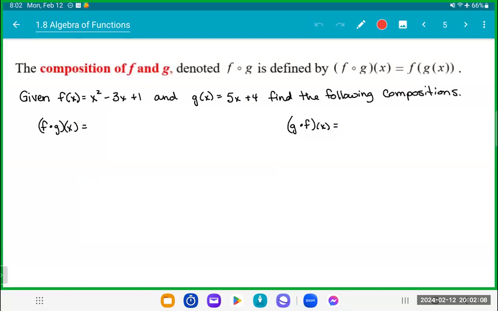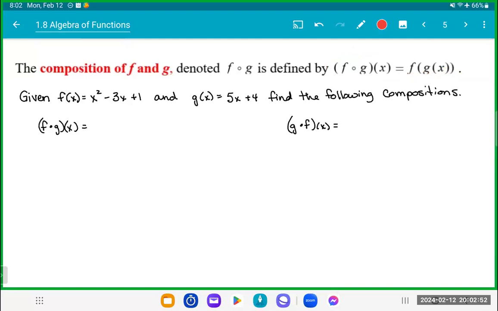All right, so let's talk about the composition of functions. So you would read this here as f of g. And really all that means is everywhere I see my f function, I'm going to substitute in my entire g function. So you could see here that f of g of x is really substituting my entire g function into my f function. If it was g of f of x, I would substitute my entire f function into my g function. And we'll see that in this example here.